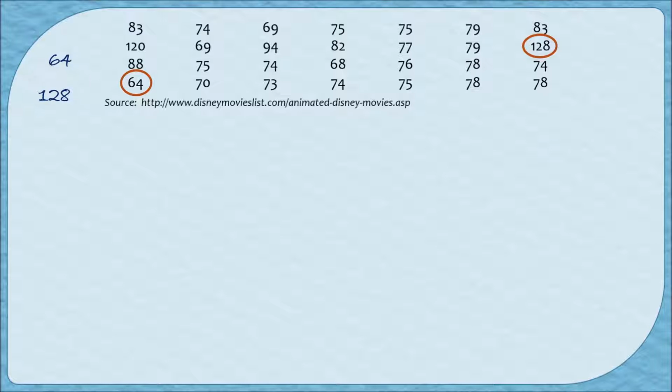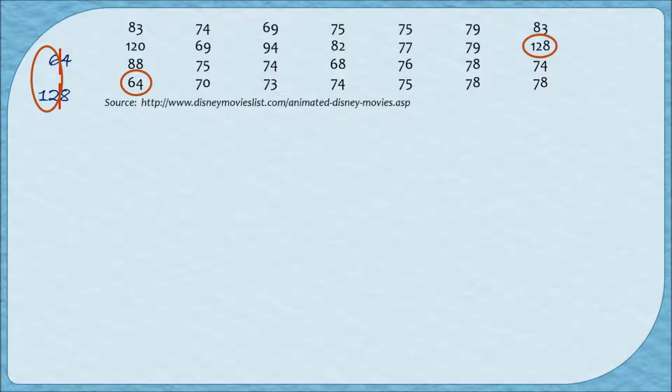If I think about these numbers in terms of their stems and leaves, the 64 has a stem of 6 and a leaf of 4. The 128 has a stem of 12 and a leaf of 8. Now, to create the stem and leaf plot, we're going to organize the data by stems. In other words, I'm going to need a row for every stem between 6 and 12.